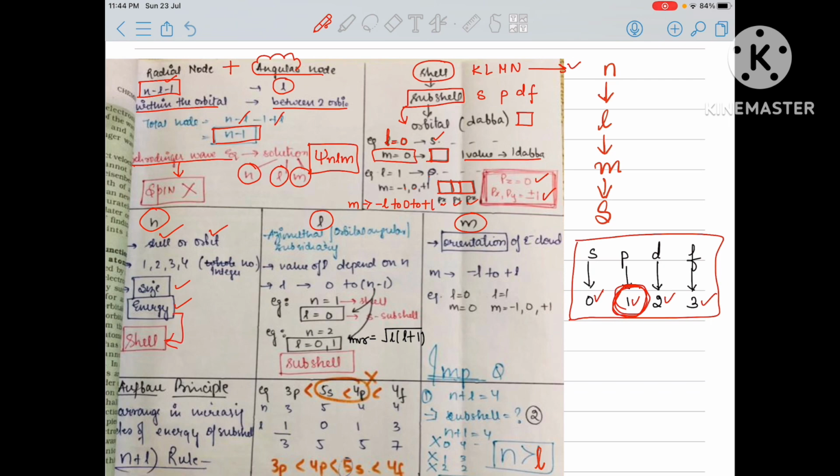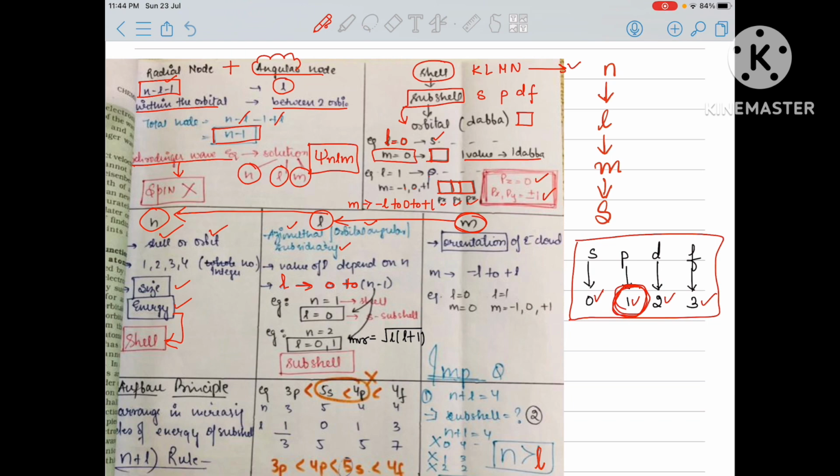Moving on to l. l is also known as the azimuthal quantum number. It is also known as the orbital angular momentum, or subsidiary quantum number. But here, the value of m depends on l, right? We can say that. So how does it depend? Let's see. The value of l ranges from 0 to n minus 1. You have to remember these short points also.